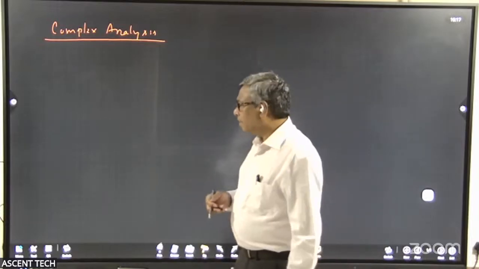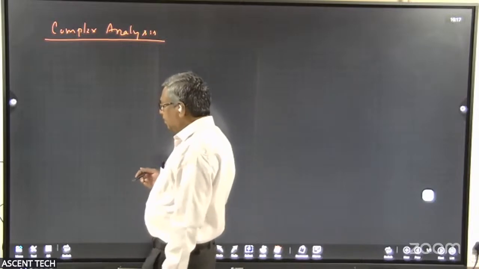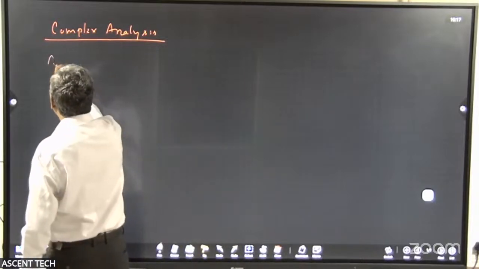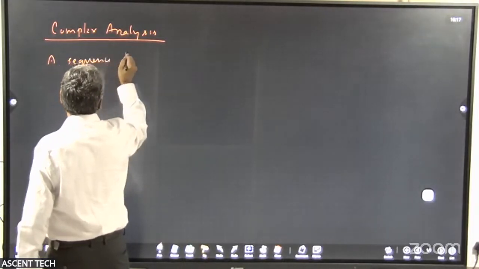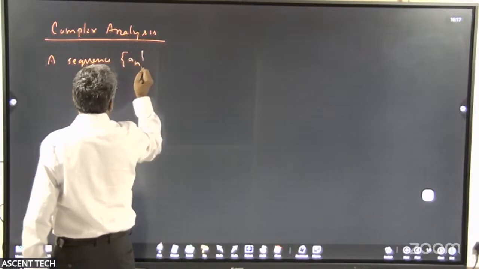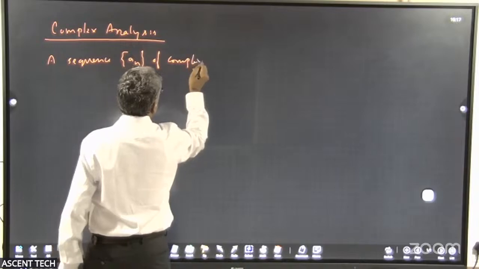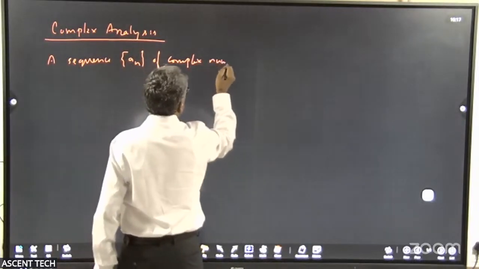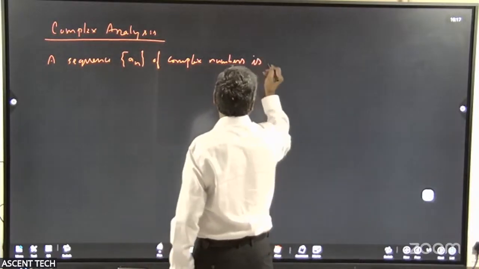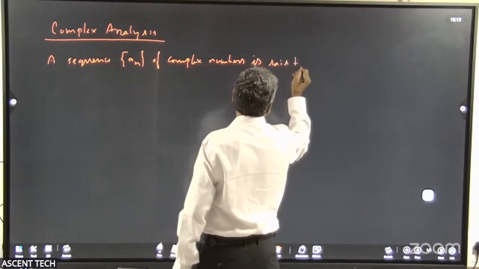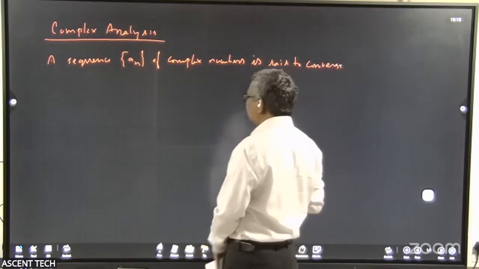Even then, if I have a sequence of complex numbers, it is said to converge, as we discussed earlier, but anyway, one more time.